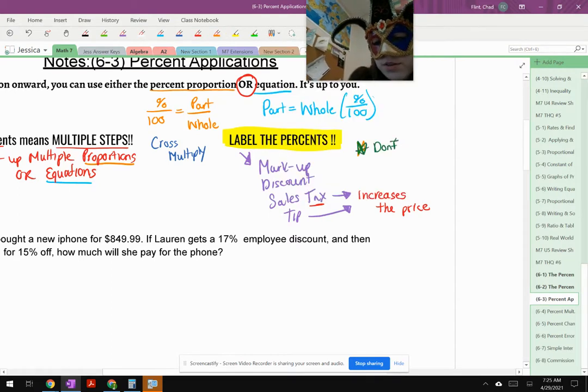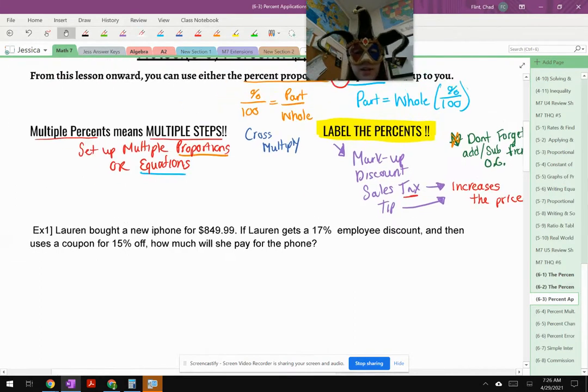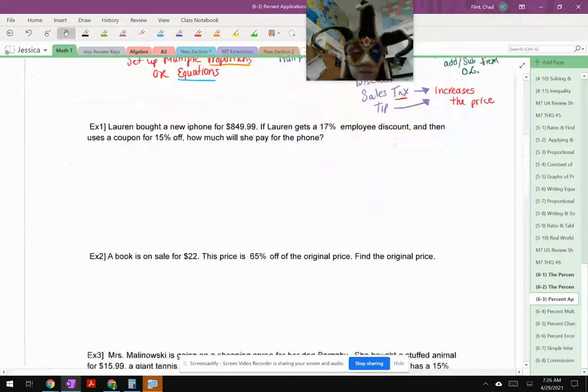Don't forget to add or subtract from that OG. That's going to be important. We're going to look at that a lot. So, all right, we'll start taking a look at some of these problems.